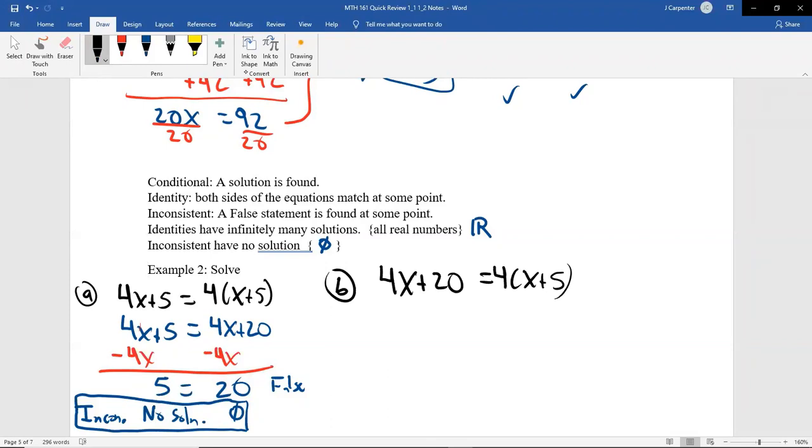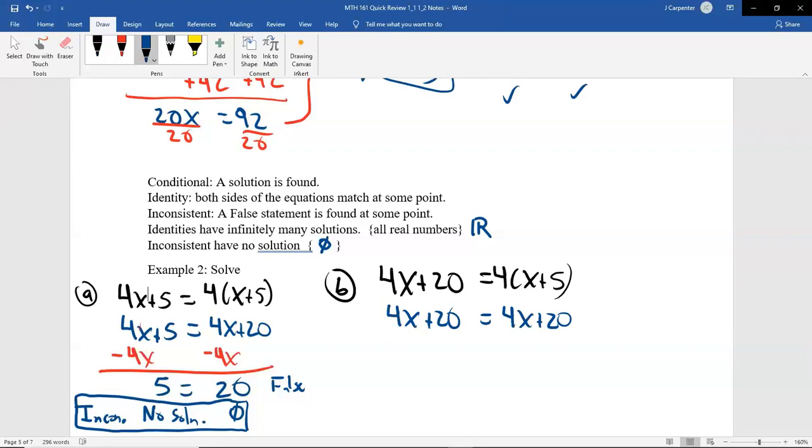This looks almost identical to the last problem we just did. 4x plus 5, 4x plus 5. The only difference is the left side originally had a 5 here, and now it's got a 20. Well, let's see what that does to the problem itself. So let's still distribute on the right, the 4 to the x and the 5. So what we get is 4x plus 20 on the left and equals 4x plus 20 on the right.